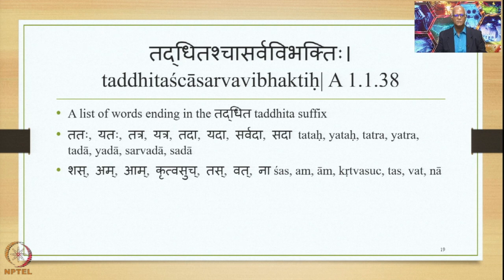Then we have Taddhitascha Sarva Vibhaktihi, 1.1.38, which means a list of words ending in certain taddhita suffixes is called avyaya. For example, tataha, yataha, tatra, yatra, tada, yada, sarvada, sada. These are the words ending in the taddhita suffix tas, tra, and da, respectively. So these are called avyayas. Similarly, the suffixes like shas, am, krutvasuch, tas, vat, and na, these are also the taddhitas which appear at the end of any word, and then that word is termed as avyaya.